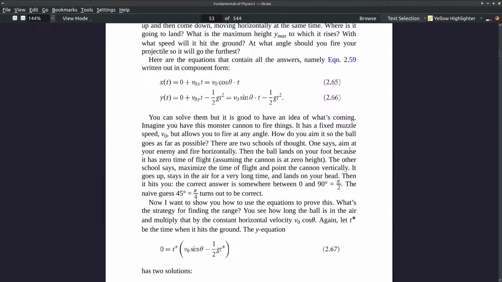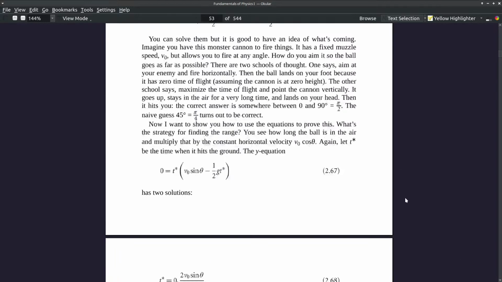What's the strategy for finding the range? You see how long the ball is in the air and multiply that by the constant horizontal velocity, v0 cosine theta. Again, let t star be the time when it hits the ground. The y equation, 0 equals t star times v0 times sine theta minus half g t star squared, has two solutions.